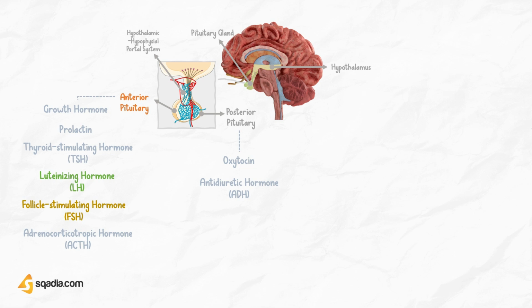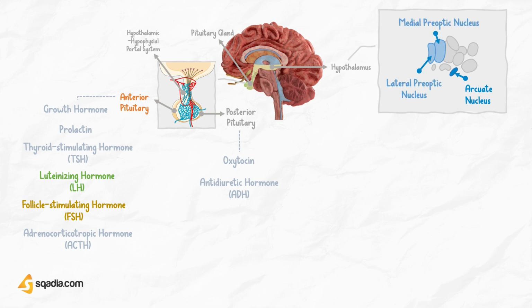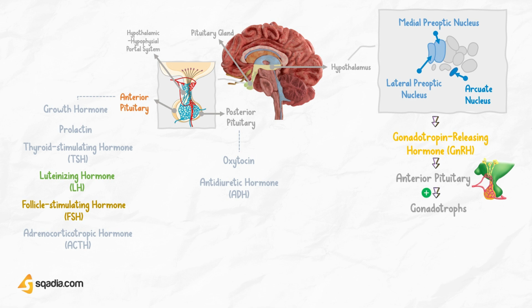Now, to begin with, let's zoom into the hypothalamus. There are small-bodied neurons in the arcuate nucleus and preoptic area of the hypothalamus. The parts that are highlighted here secrete a decapeptide hormone called gonadotropin-releasing hormone, or GnRH, into the extracellular space, from where it is carried to the anterior pituitary through the long portal veins. Here, it stimulates the specialized cells in the anterior pituitary called gonadotrophs.